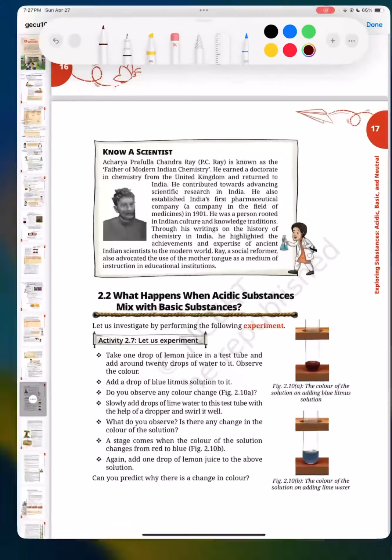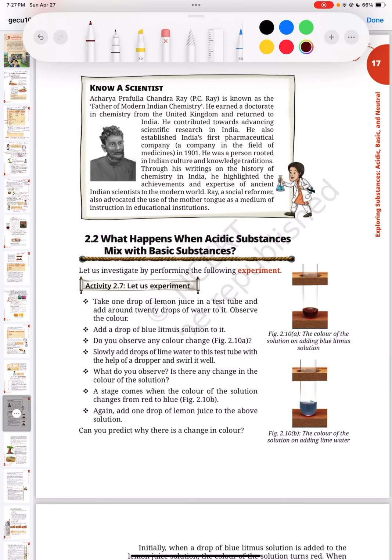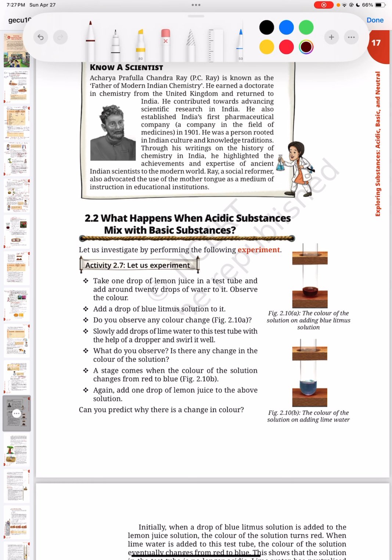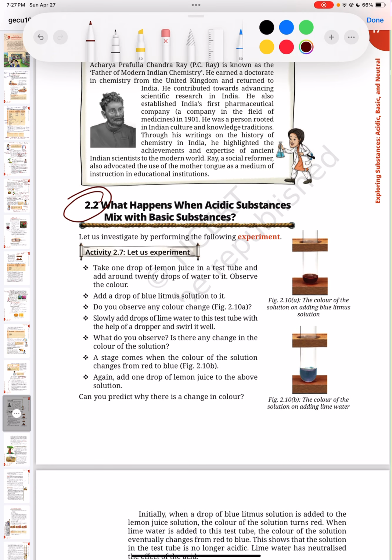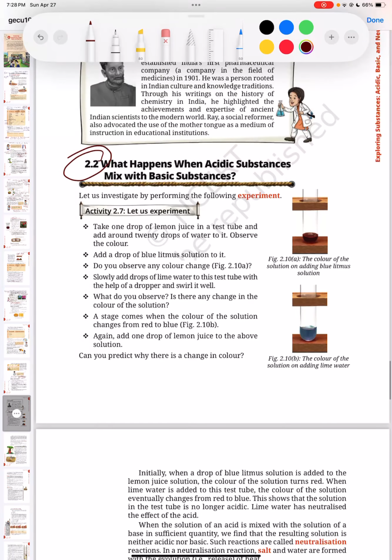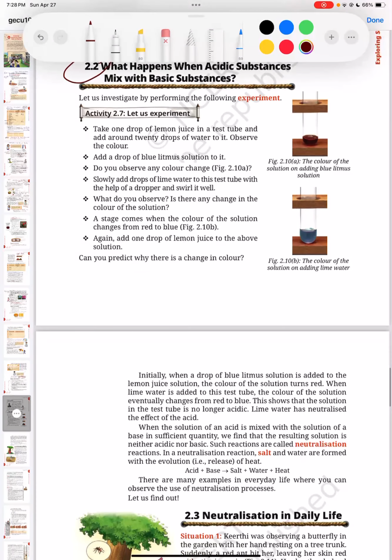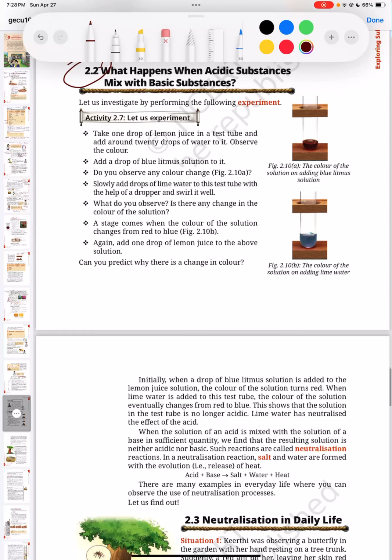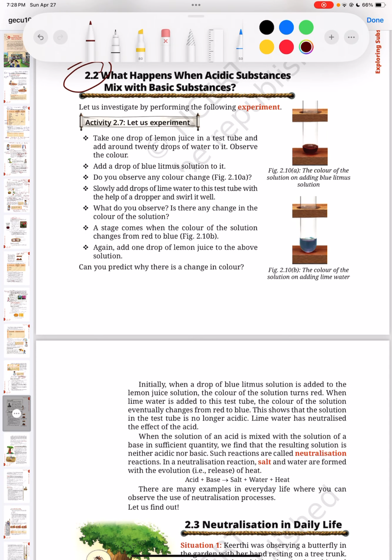All right, now let's come to another part of this chapter, which is what happens when you mix acidic and basic substances together, right? So let's do, for example, an activity, right? So in a test tube you put some drops of lemon juice and red litmus solution, right?